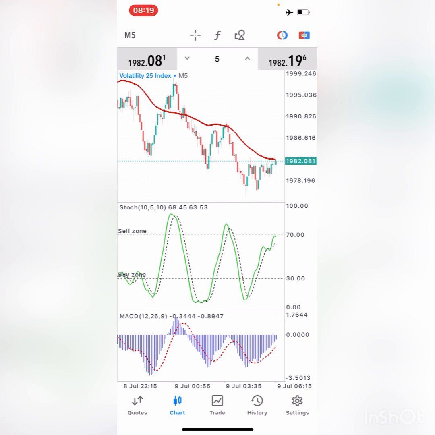Today I bring a little bit of a different strategy because we're going to be talking about the step index, we're going to be talking about V75, and we're also going to be talking about all other volatility indices. So this strategy works on all those volatility indices, including step index, right? So this is a very powerful, inclusive strategy.